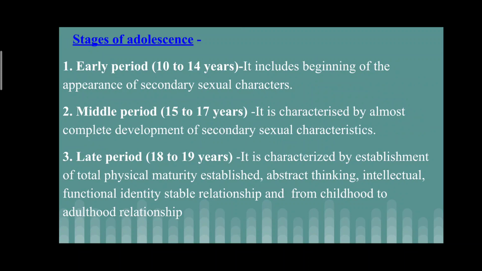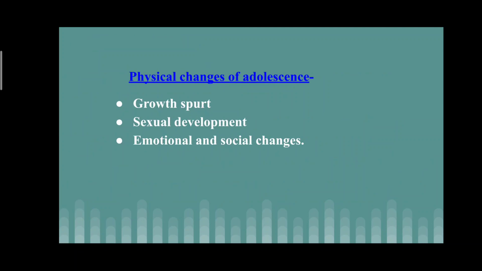Then second one is the middle period, that is 15 to 17 years, and it is characterized by complete development of secondary sex characteristics. वयात येताना जे बदल होतात शरीरामध्ये. And late period, that is 18 to 19 years, total development or establishment of physical maturity, abstract thinking, intellectual functional identity, stable relationship, and from childhood to adulthood relationships. टोटल ग्रोथ मानसिकदृष्ट्या, आरोग्यदृष्ट्या, शारीरिक सगळी ग्रोथ झालेली असते. That is the late period, that means complete adolescent stage. Then physical changes of adolescence.